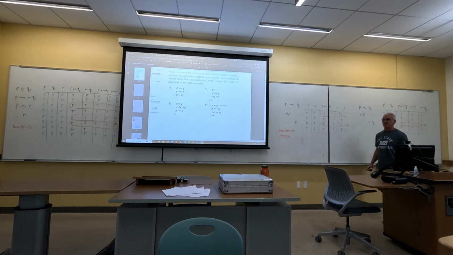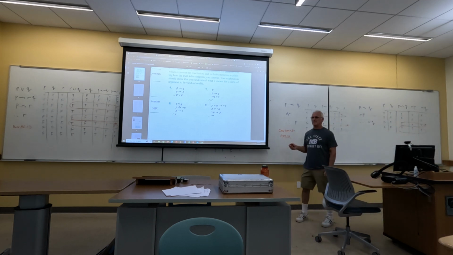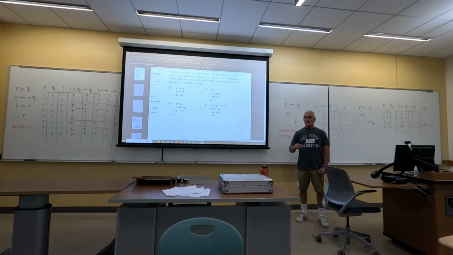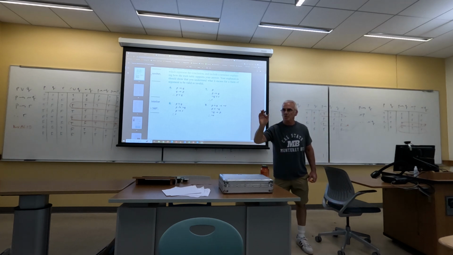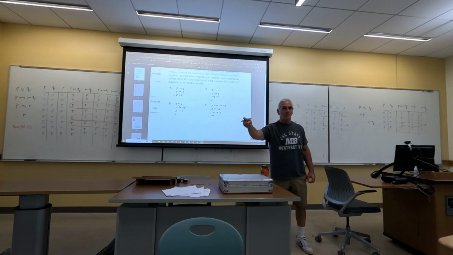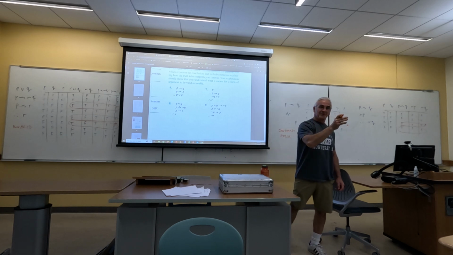So is it valid or invalid? But is it the same error? No. P implies Q. What do we know about negations? What's absolutely true? If P implies Q, then not. It's called the contrapositive. We did this yesterday. P implies Q, not Q implies not P.